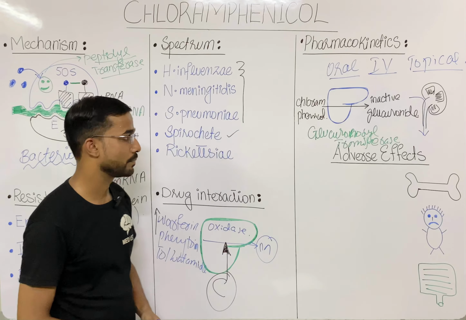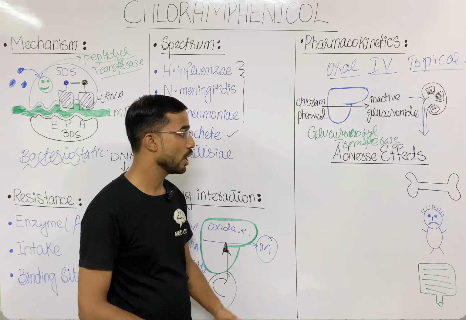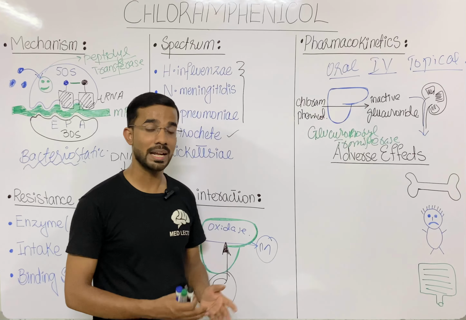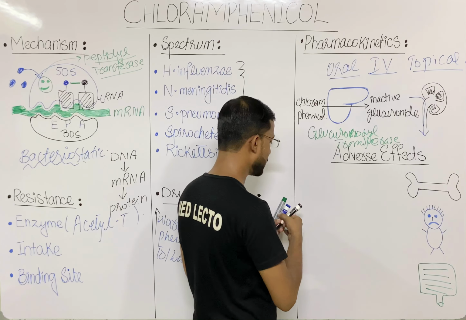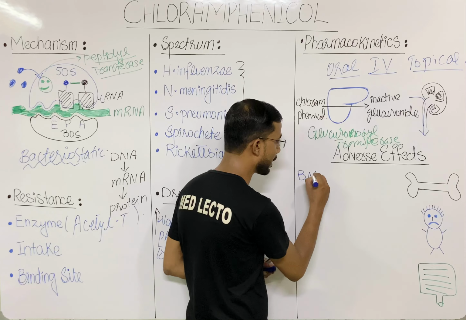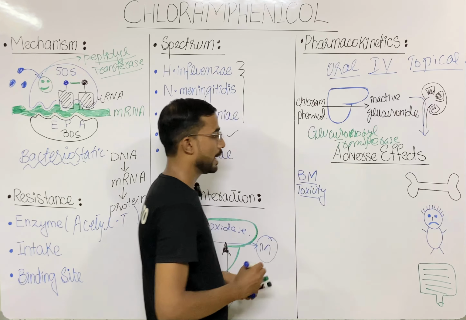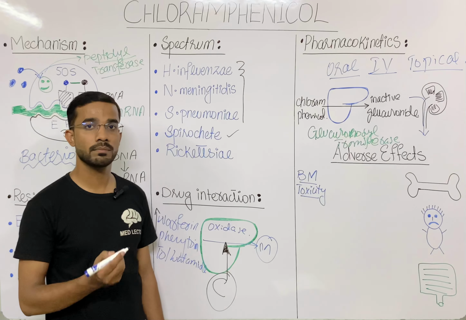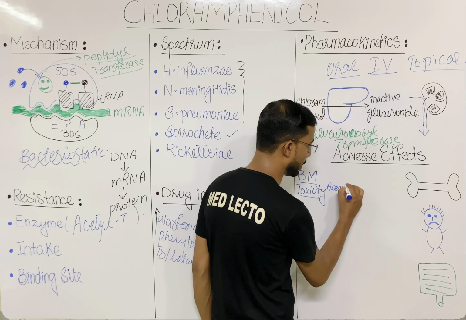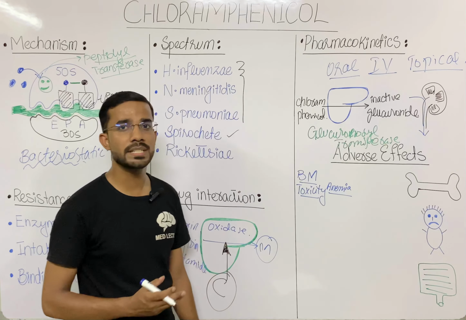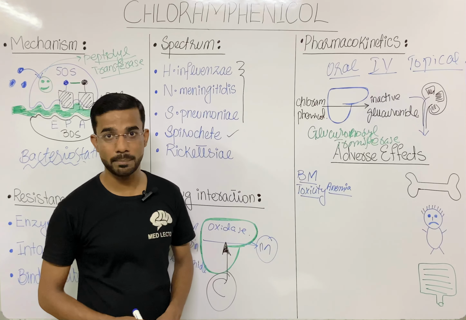We will see that later. First of all, if we look at the different adverse effects of chloramphenicol, the most important adverse effect is bone marrow toxicity, or you can say bone marrow suppression. In bone marrow toxicity, you will see anemia, because the bone marrow is very important in the synthesis of the different blood cells like the red blood cells, white blood cells, and the platelets.